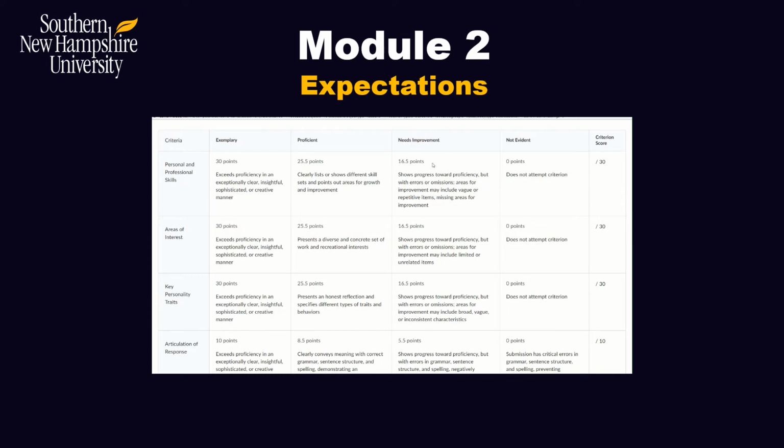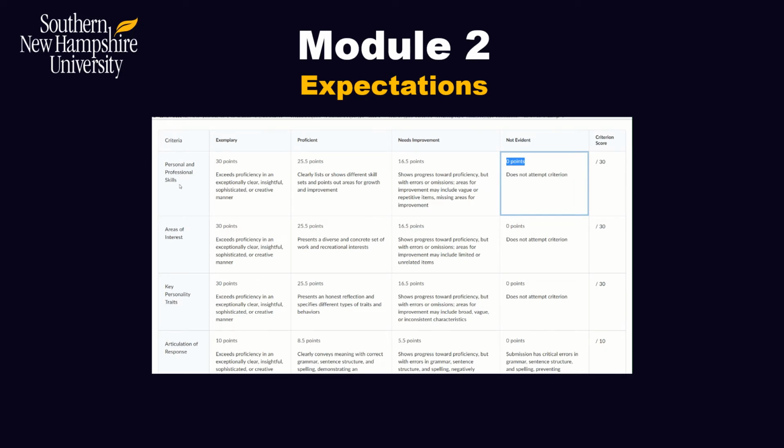Now, if you get needs improvement, what happens here is you've shown progress towards proficiency, but with errors. Maybe you omitted something, or areas for improvement may include vague or repetitive items, or maybe you're missing areas for improvement. So you want to make sure that as you're looking at your rubric, you're filling in all of the requirements as you're putting together your mind map. Not evident means that you won't get any points because it does not attempt the criteria.